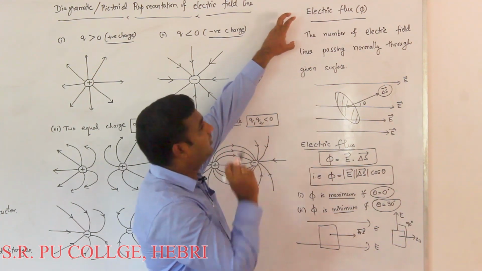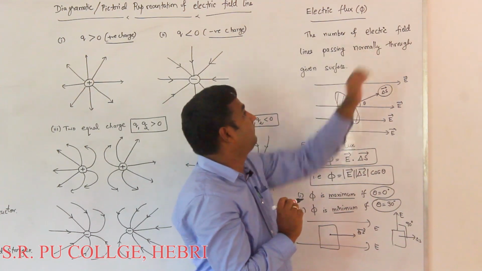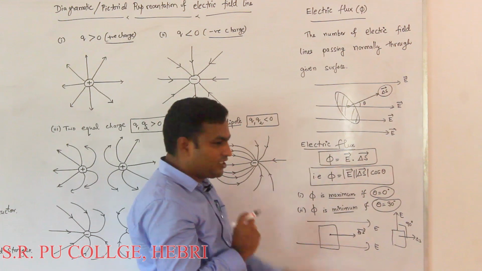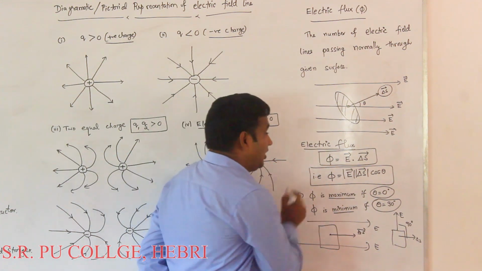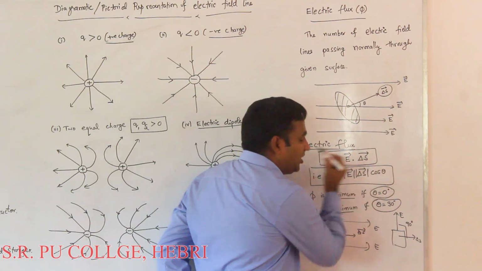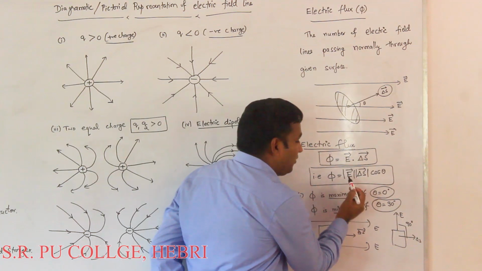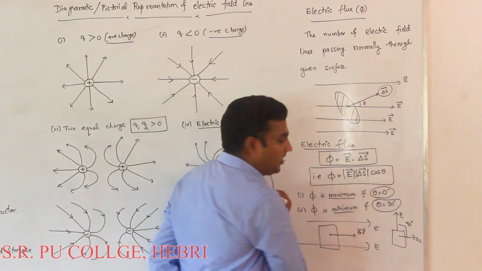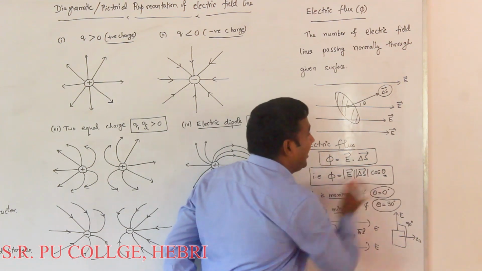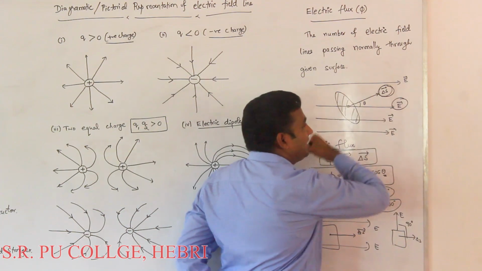Again I repeat, keep the point clearly in your mind. Electric flux is nothing but the number of electric field lines passing normally through a given surface. The general expression for electric flux in terms of vectors, Pi is equal to E vector dot delta S vector, and in general, Pi is equal to modulus of E vector, modulus of delta S vector, into cos theta, where theta is the angle between the electric field and the area vector delta S.